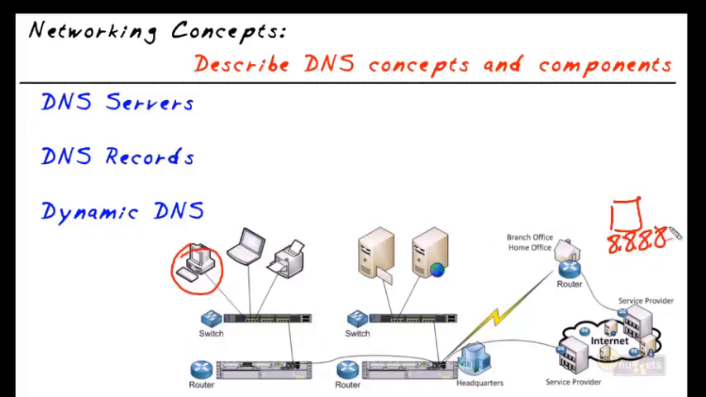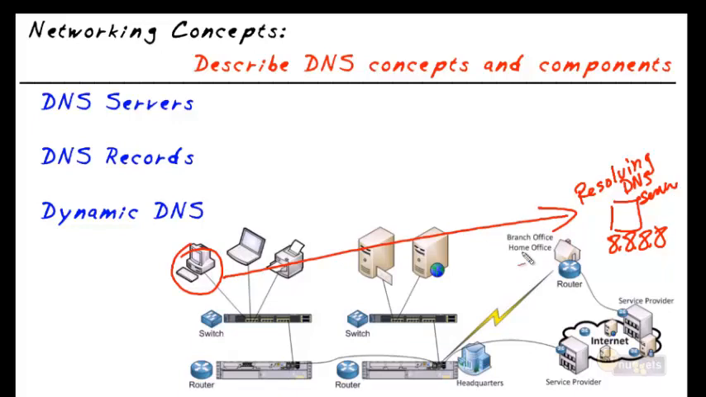8.8.8.8, and that's Google's public DNS server. So that device right there is called a resolving name server, and I'll call it a DNS server. You know why it's called a resolving DNS server? Because if I ask a question saying, hey, what's the IP address of oracle.com, it can resolve that to an IP address and give me an answer.